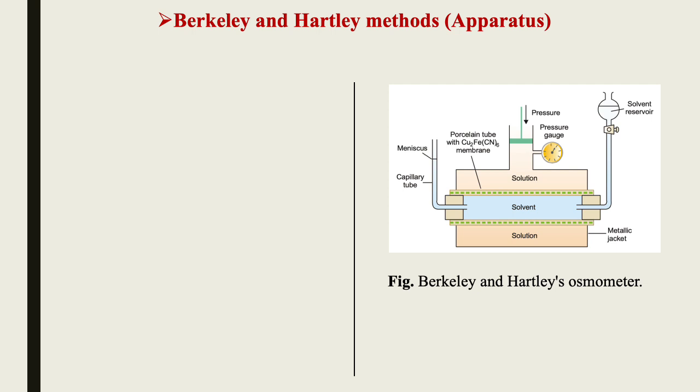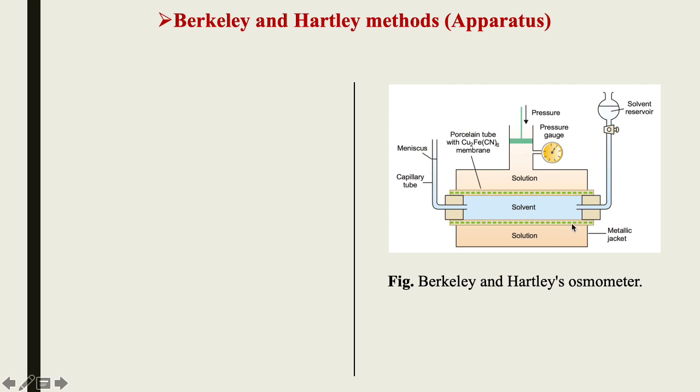Now you will see the example of an osmometer. On the right-hand side in the figure you can see the Berkeley and Hartley osmometer. You have solution, solvent, again solution, and you have pressure above, and here you have to measure it with a pressure gauge. In this way they developed this osmometer.